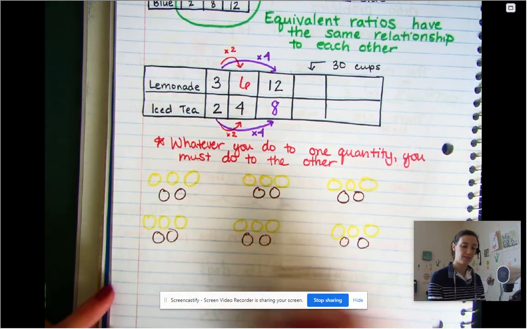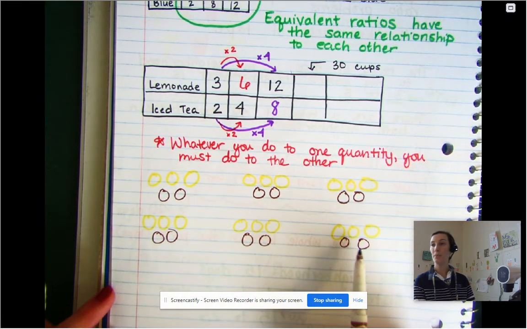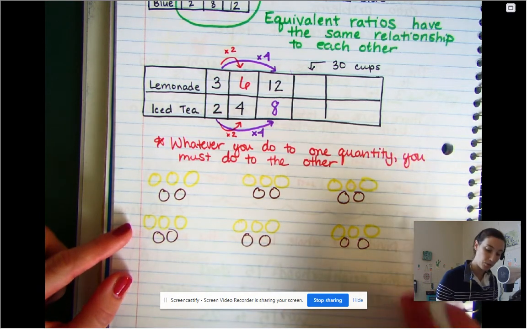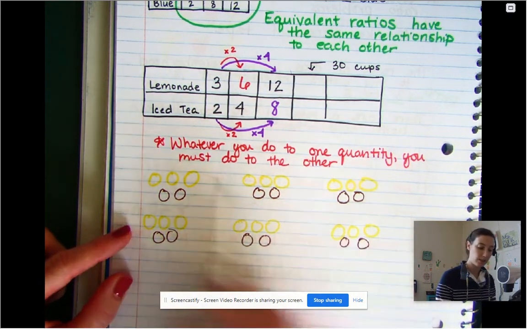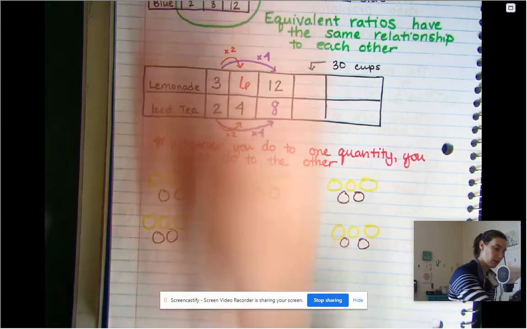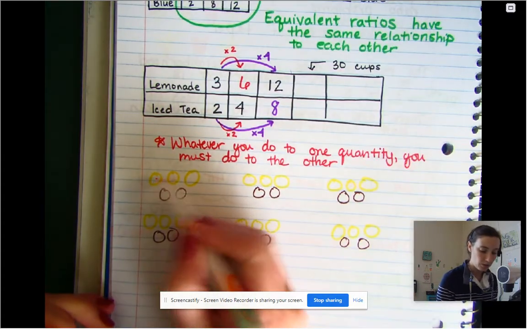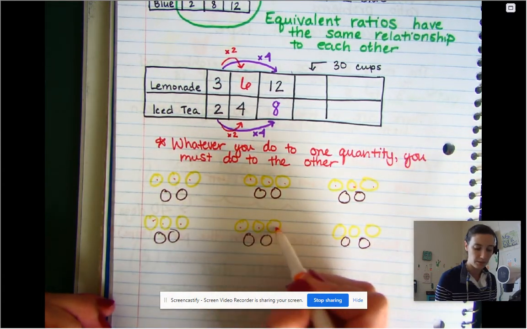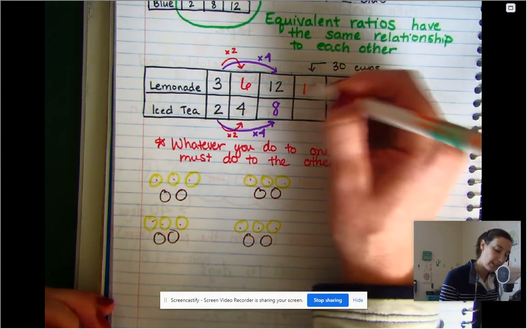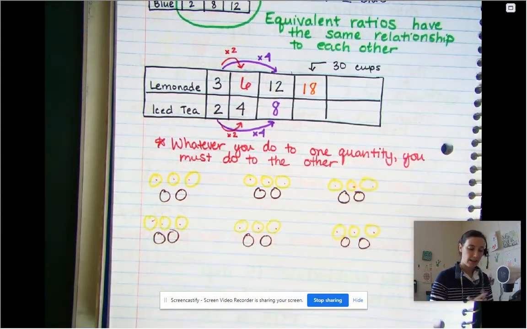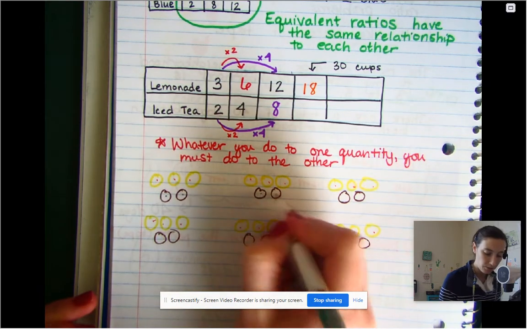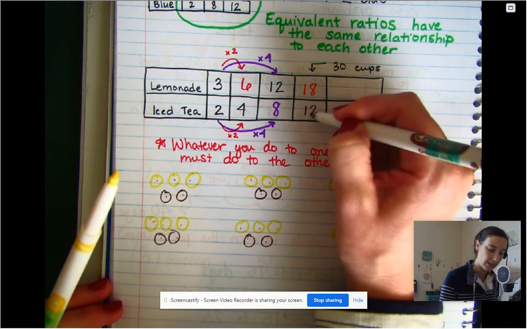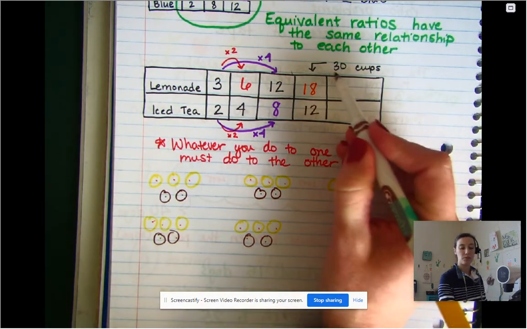Okay, so I have 5, 10, 15, 20, 25, 30 cups because each circle is 1 cup. And in order to get up to 30 cups, I'm going to use the orange. It took 18 cups of lemonade and 12 cups of iced tea, which fits with our ratio, 30 total cups.